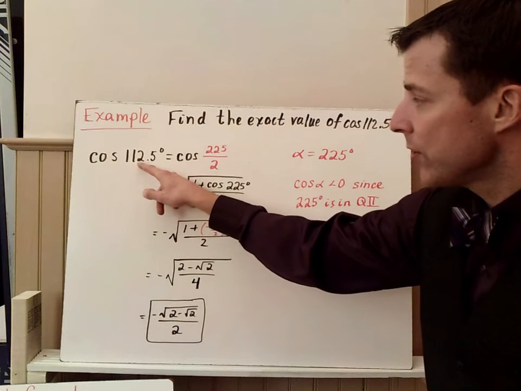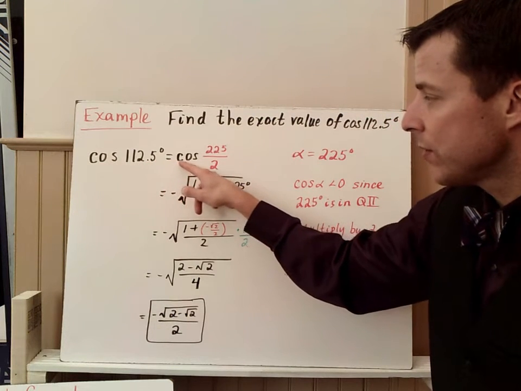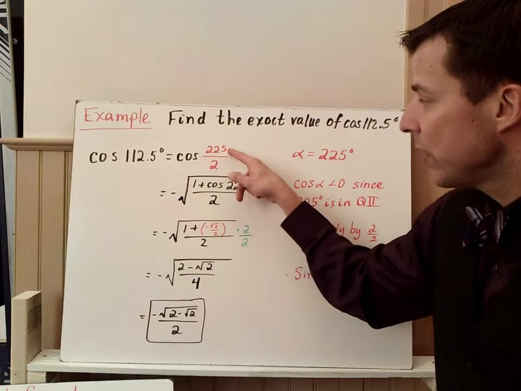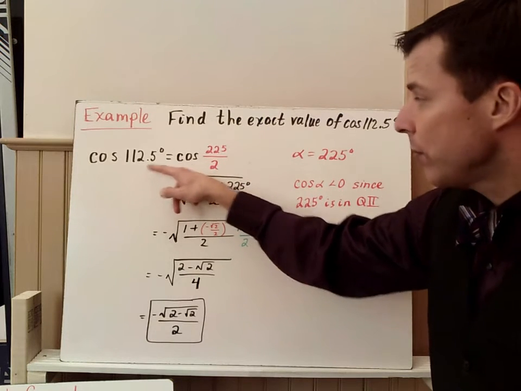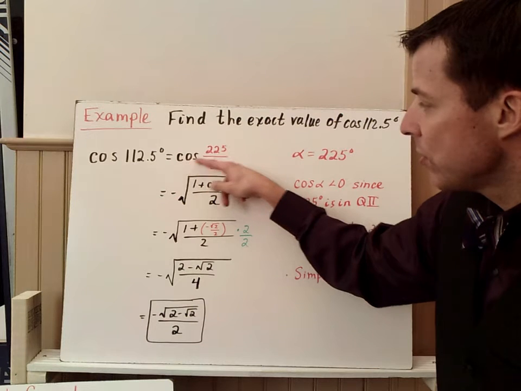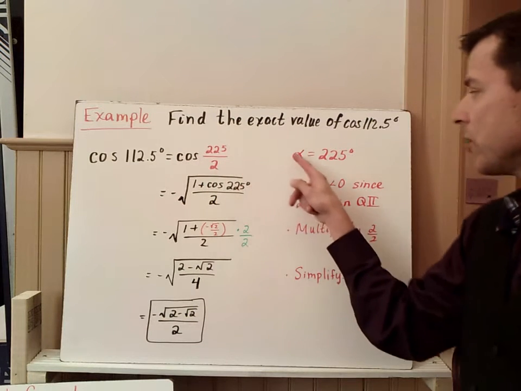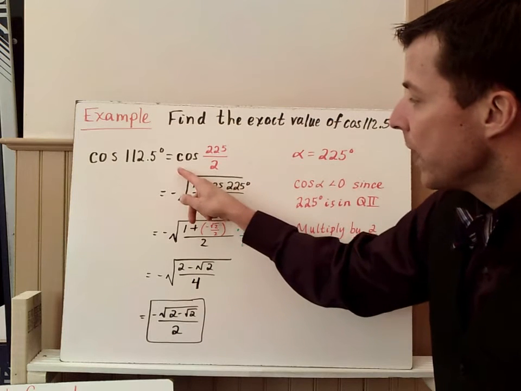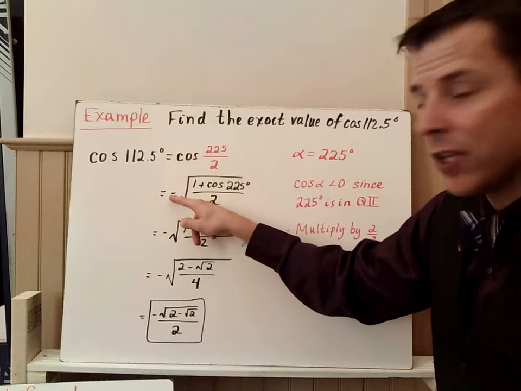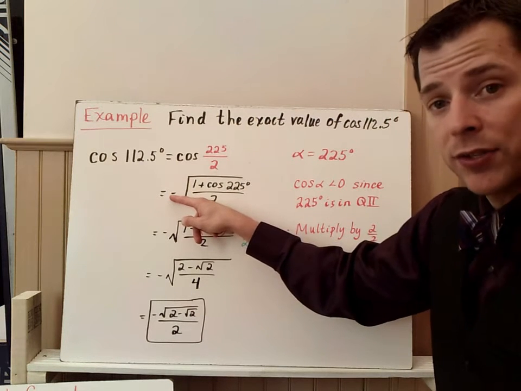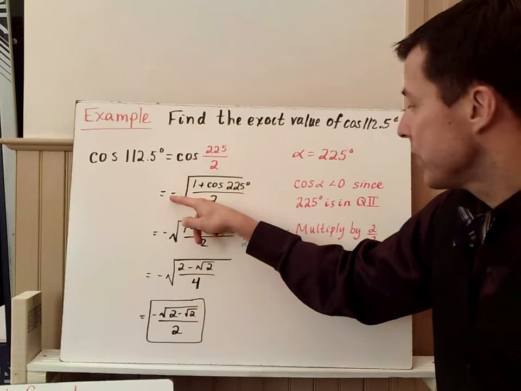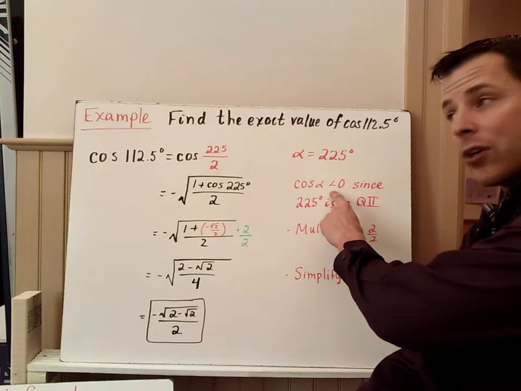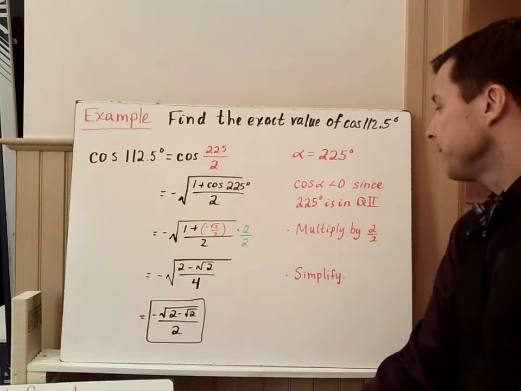So cosine of 112.5 degrees is equal to, well, what's half of 225? 112.5. So we're going to rewrite this as cosine of alpha over 2, so our alpha is 225 degrees. We are going to use the negative here because we're in the second quadrant, and in the second quadrant cosine is less than 0.